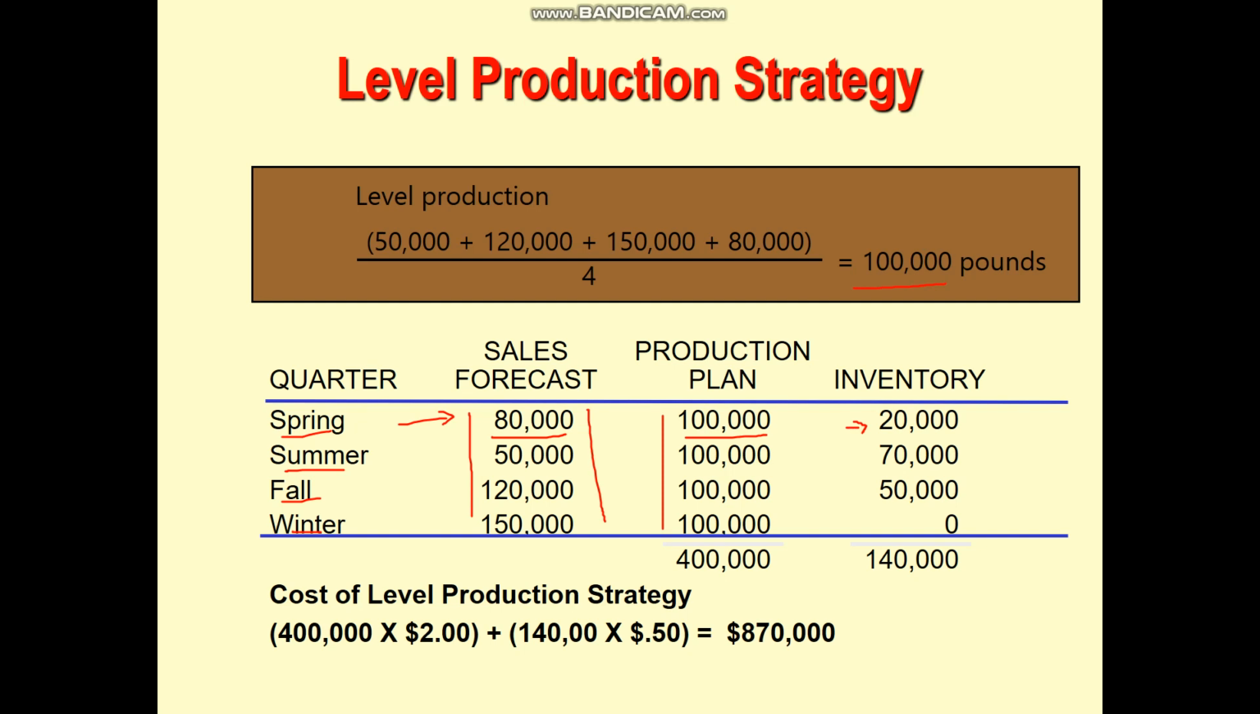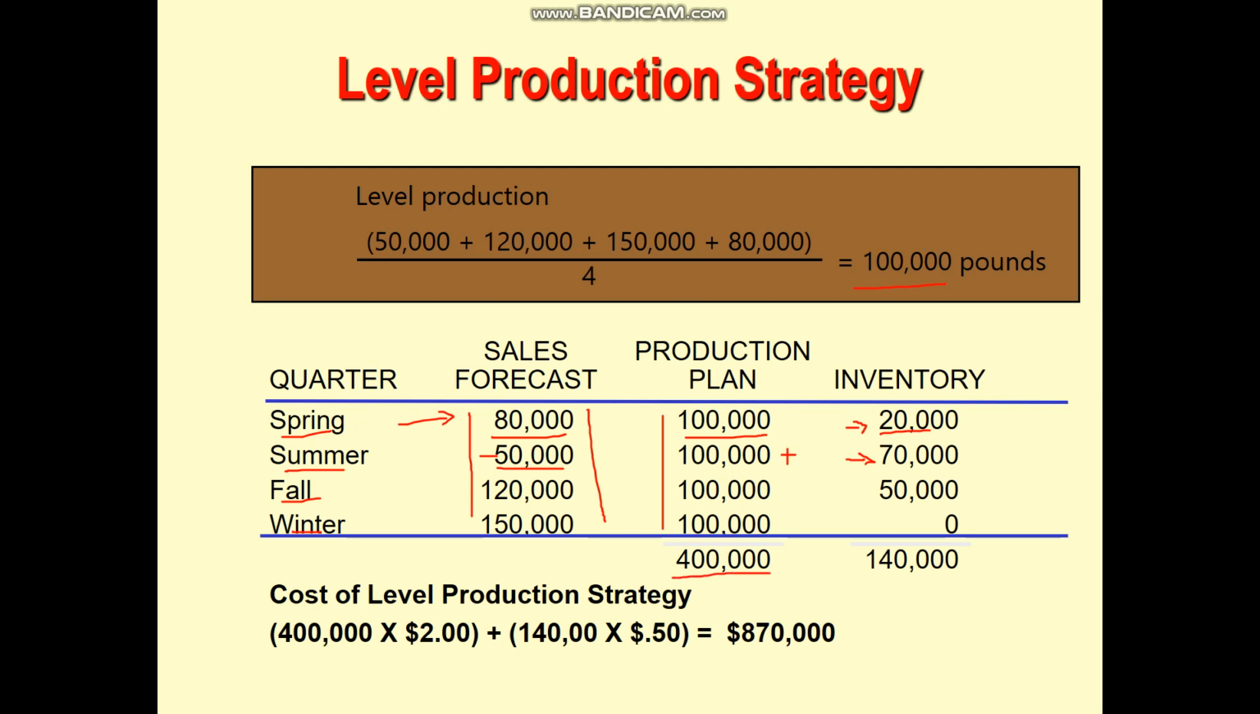So we put it in inventory. And in the second period, in summer, the demand is 50,000, but we also produce 100,000. So what we have is 20,000 plus 100,000 minus 50,000, so we have 70,000 in inventory. In the same way, you can calculate the inventory in the fall and winter periods.